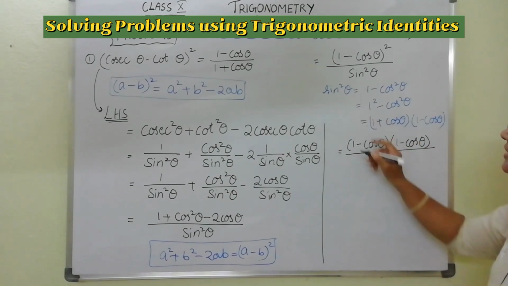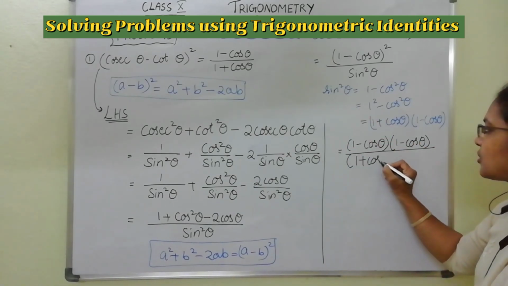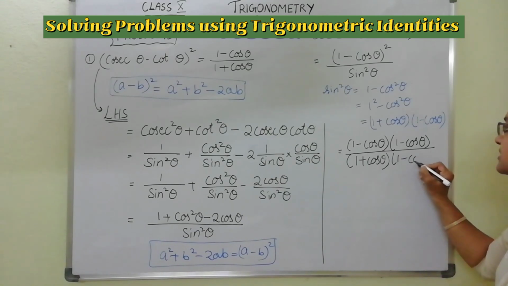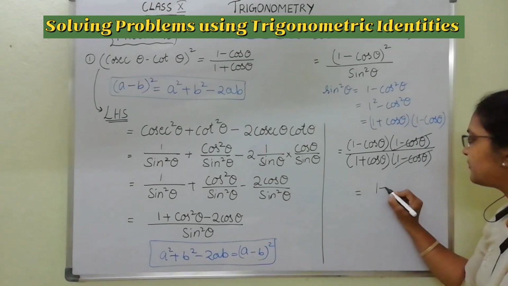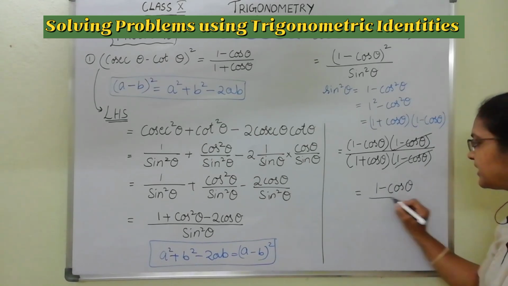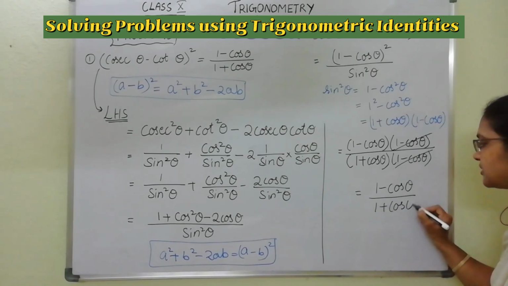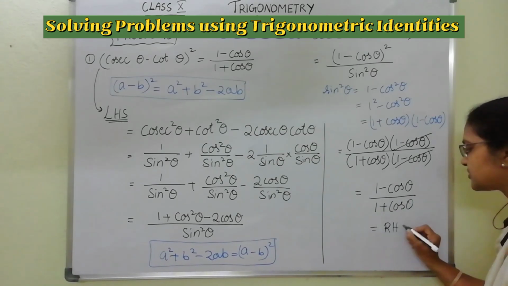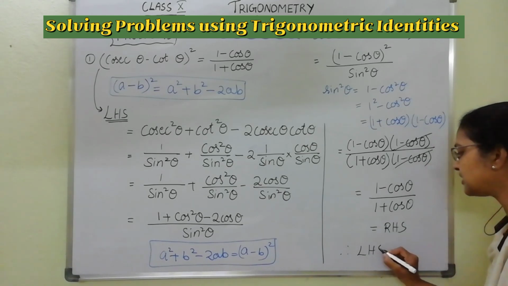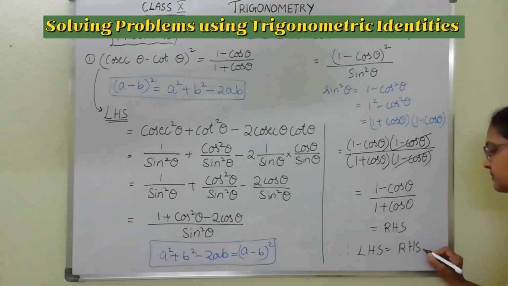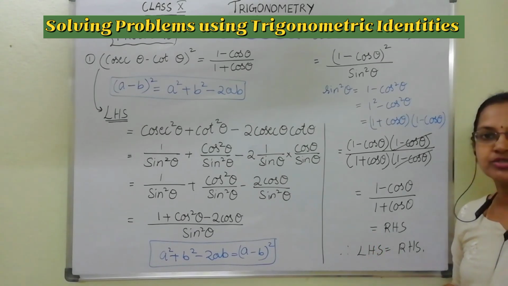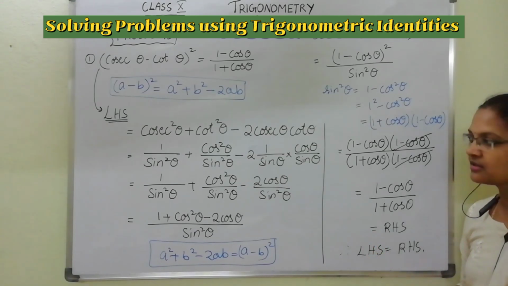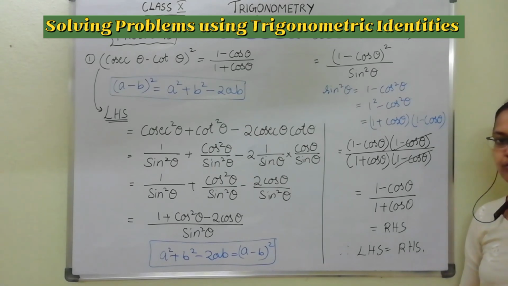And what is sine square theta? 1 plus cos theta and 1 minus cos theta. When we cancel 1 minus cos theta with 1 minus cos theta, our answer will be (1 minus cos theta) by (1 plus cos theta). Hence this is the RHS. Therefore LHS is equal to RHS. In this way you are going to solve the problem. Pause the video, have a look, practice two times, then we will move on to the next question.